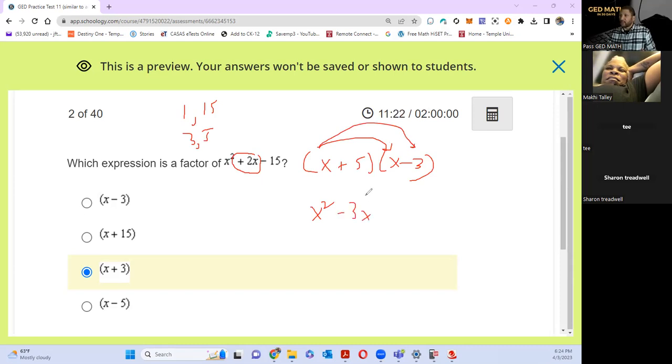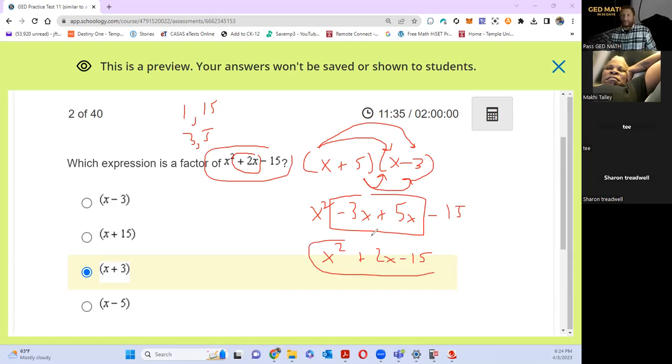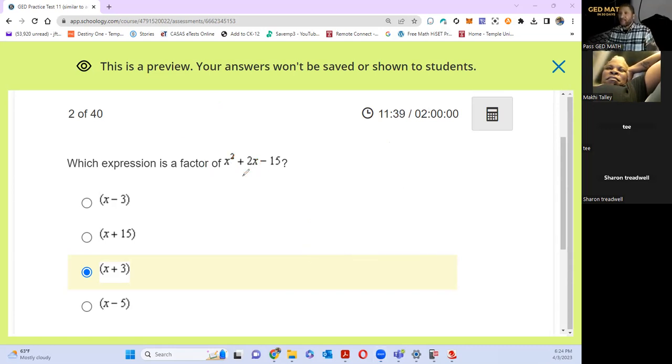X squared minus 3X plus 5X minus 15. You've got 2 like terms, X squared plus 2X minus 15. That's what we got here. Again, if you do these enough, it doesn't matter. That's why I can make up a quadratic and do it.